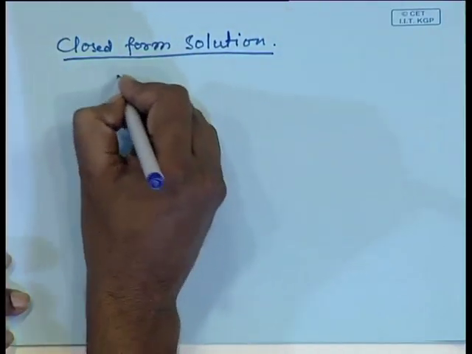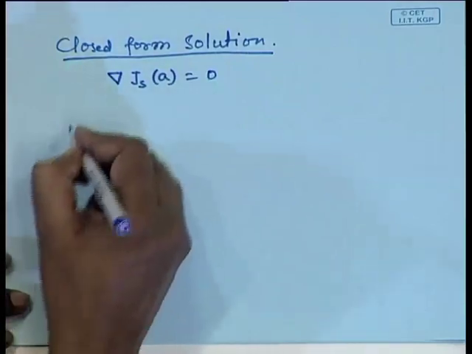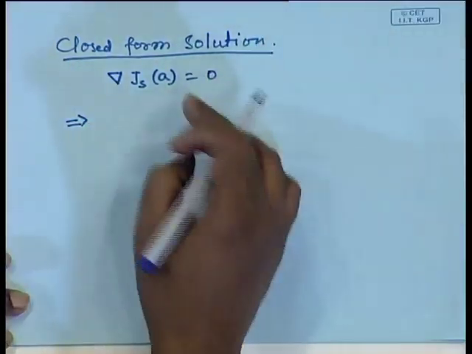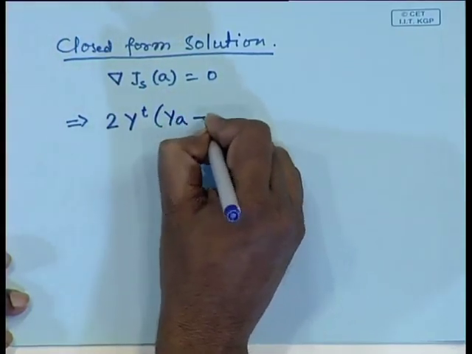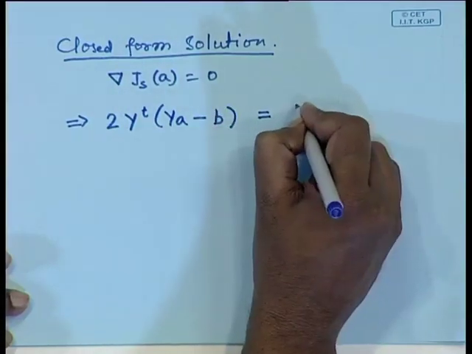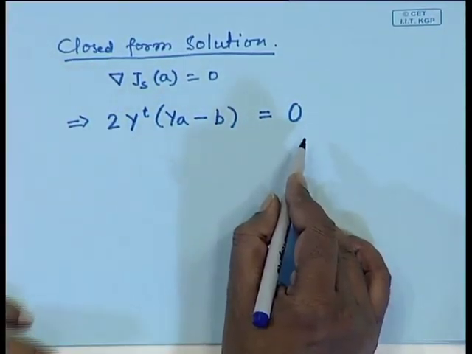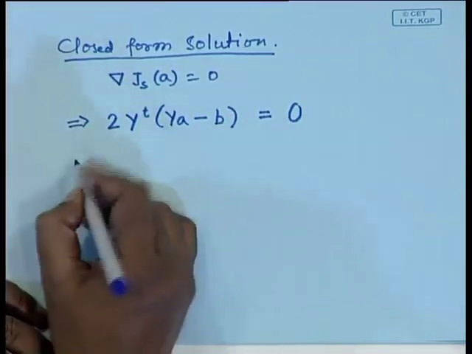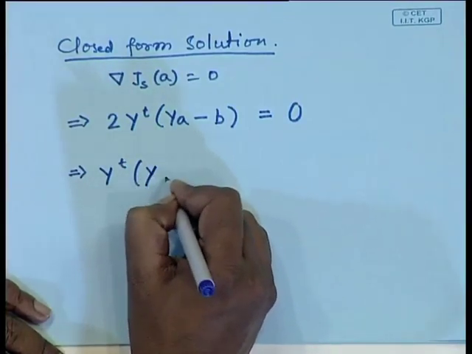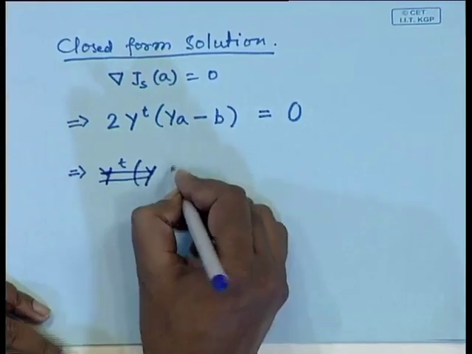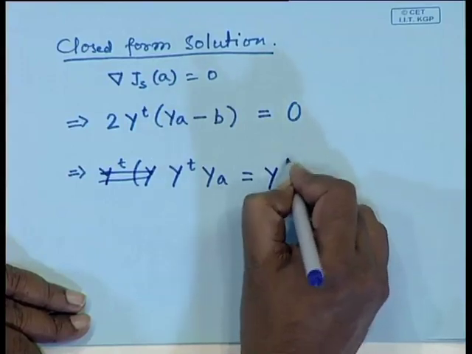which is given just by equating the gradient of J S A to 0. That simply gives me, because the gradient of J S A is nothing but 2 Y transpose, Y A minus B, that has to be equated to 0. That is, this being a matrix equation, it has to be equated to a null matrix. And from here, I will get Y transpose Y A is equal to Y transpose B.